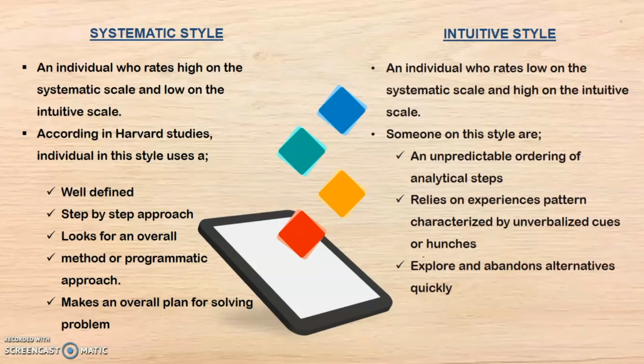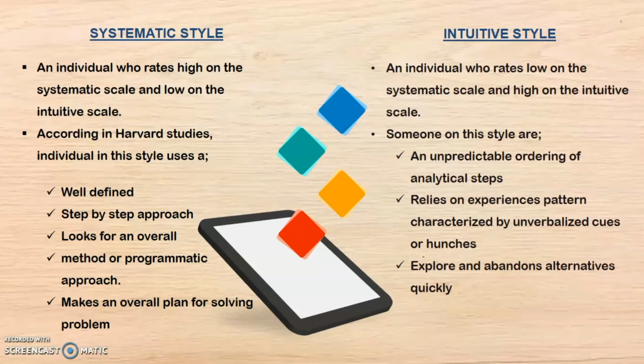Okay, according to Harvard studies, a person in this style is well defined, and uses a step-by-step approach when solving a problem, looks for an overall method or programmatic approach, and makes an overall plan for solving problems. Okay, next is intuitive style. A person who has intuitive style will be high on the intuitive scale but low on the systematic scale.